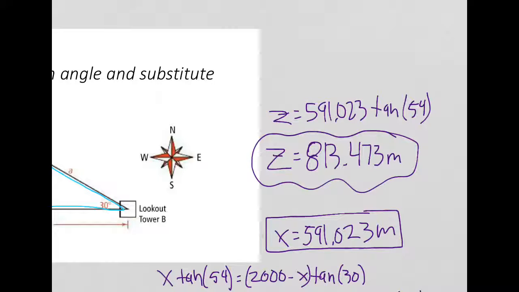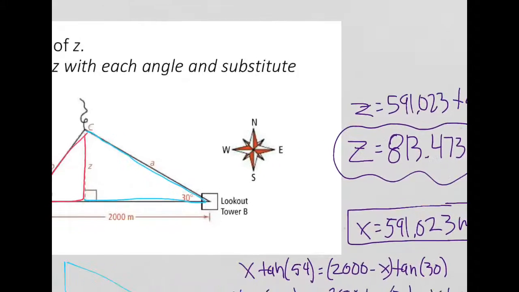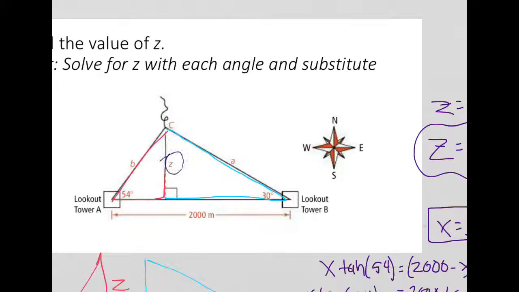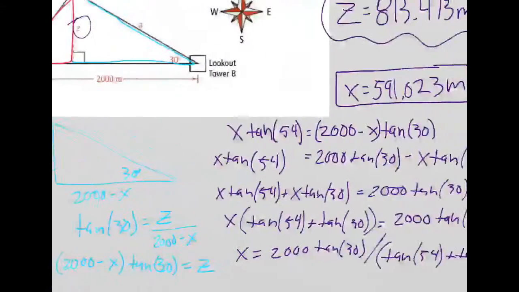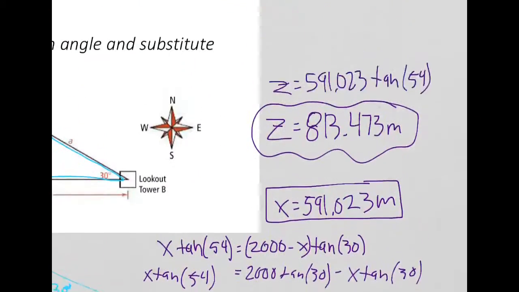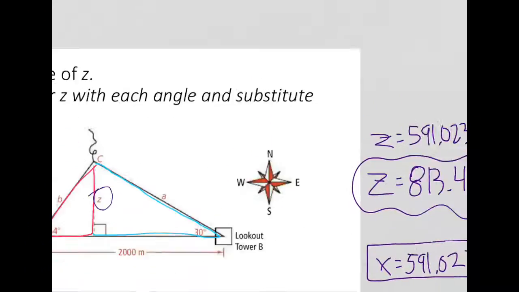So we get 13.473 meters as the value of z right there. And I think that's pretty cool that we were able to figure out how far away that fire was just by knowing the distance between the two towers and each of the angles to the fire. But it took a little bit of work, right? It took a messy little system of equations that we had to solve to find it.